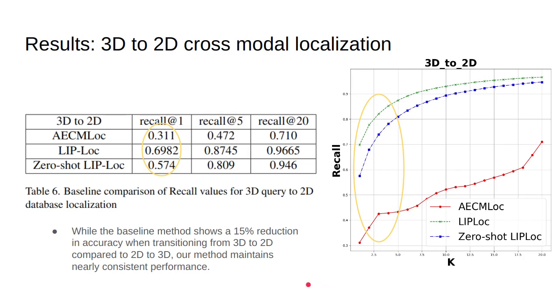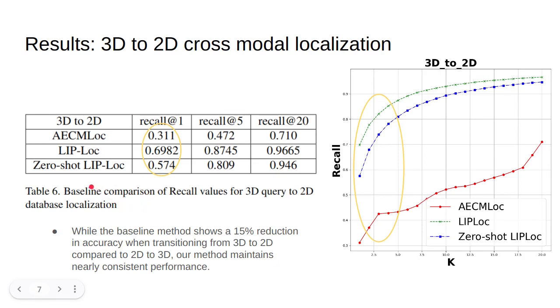Now we discuss 3D to 2D cross-modal localization. Our method beats the baseline by an even bigger margin, almost 40% for recall at 1. It's important to note the stability of our performance across different modalities. While the baseline method shows a 15% reduction in accuracy when transitioning from 3D to 2D compared to 2D to 3D, our method maintains nearly consistent performance, further demonstrating its adaptability.